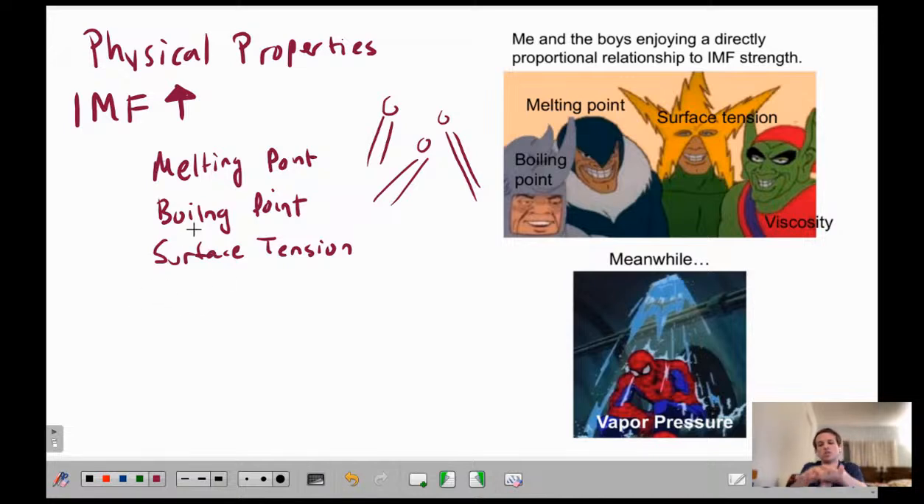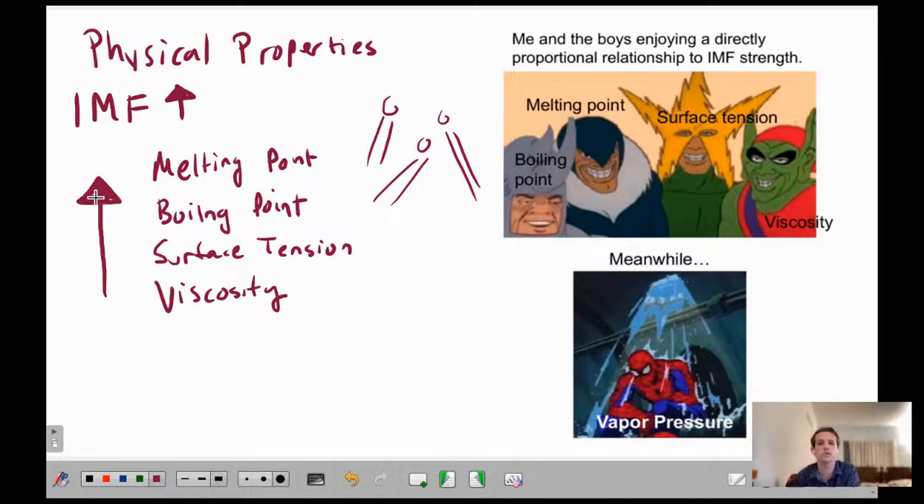And it essentially is an attraction across the top of a liquid, that top layer, and it can almost make it like a solid surface substance. Another one is viscosity. Viscosity is how a liquid pours. Syrup has a very high viscosity because it's very polar. It has a lot of intermolecular force and it doesn't flow very easily. So all of these are going to increase when you have larger IMFs.